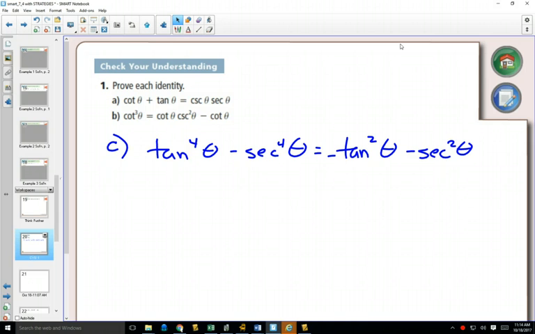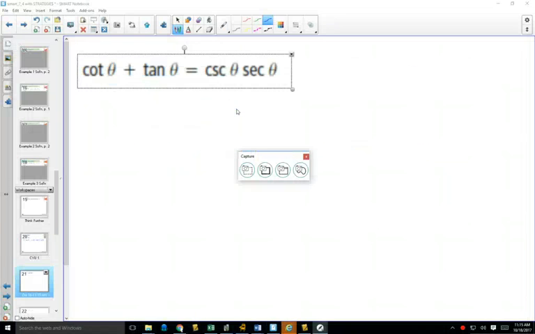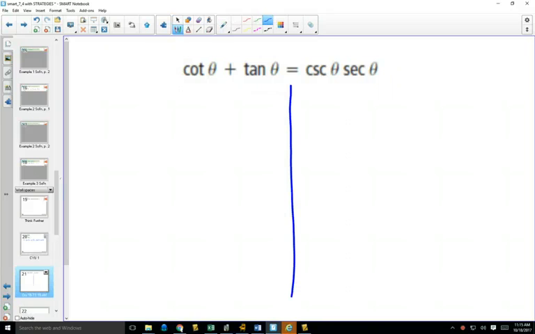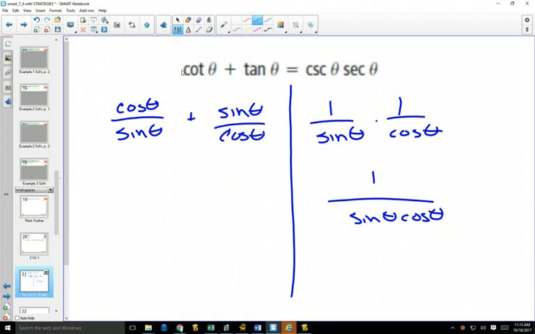So here is our first one. For our first proof, this proof 1 works best if you change things to sine and cos. So cotangent is cos theta over sine theta plus sine theta over cos theta. On this side, you would have 1 over sine theta times 1 over cos theta. So on the right-hand side, after multiplying those out, you have a single fraction in sine and cos. On the left-hand side, you have not a single fraction. We need a common denominator.